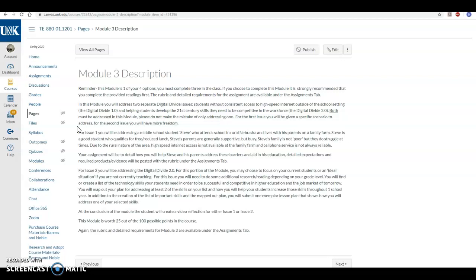The second issue, where you do have a little more choice, you may choose to focus on current students or an ideal situation if you're not currently teaching. Obviously, you will need to address the additional research reading at your grade level. You'll create a list of technology skills needed in order to be successful and competitive in higher education and tomorrow's job market.